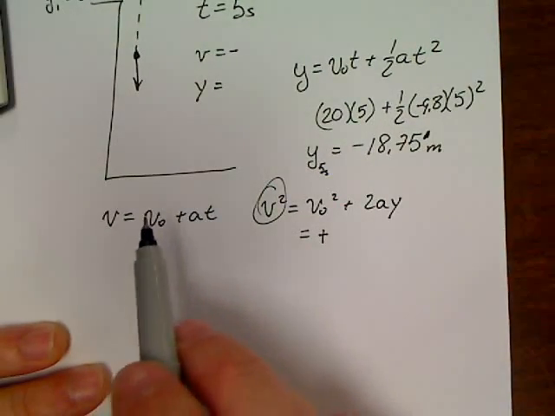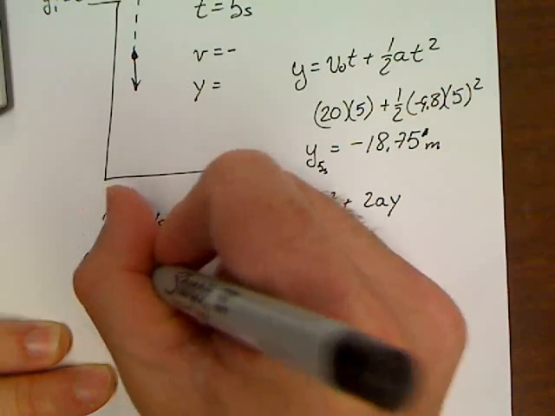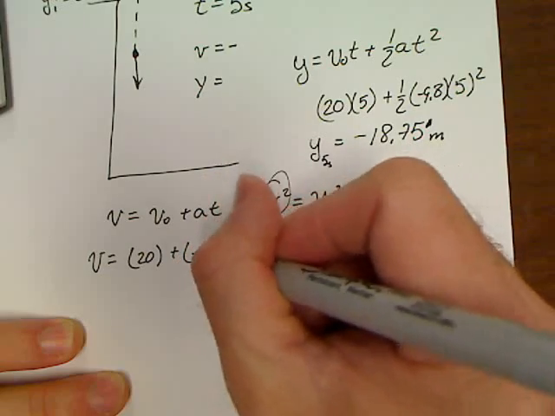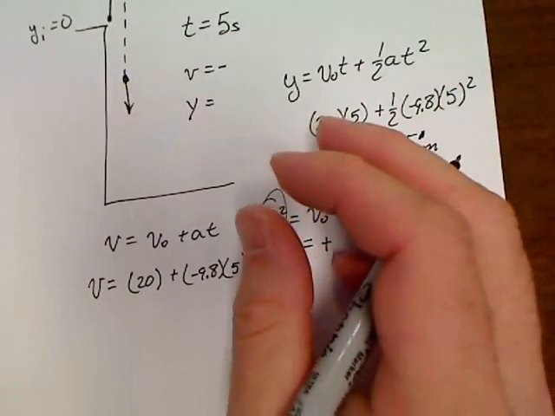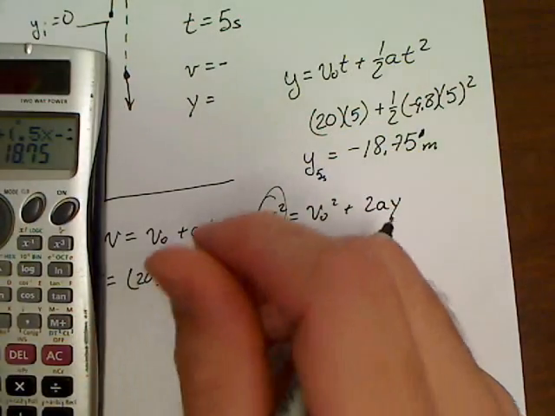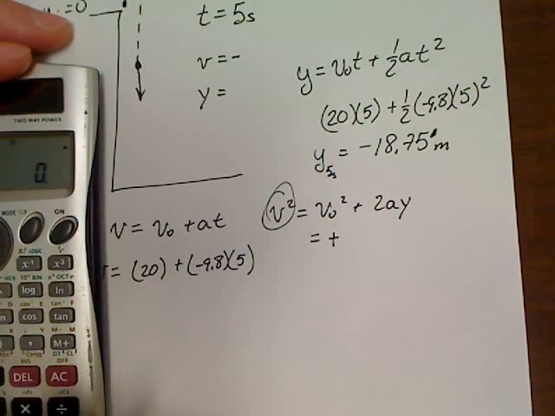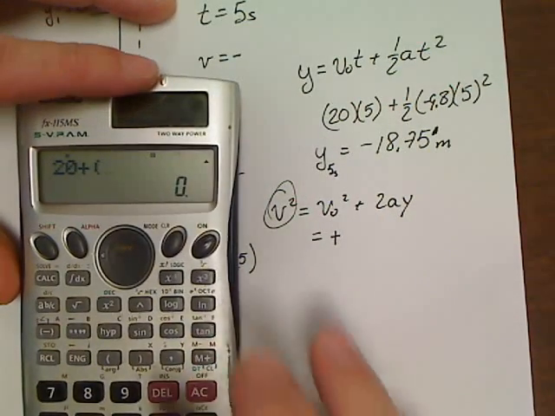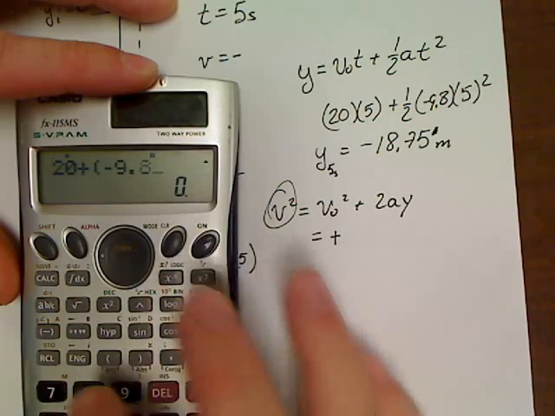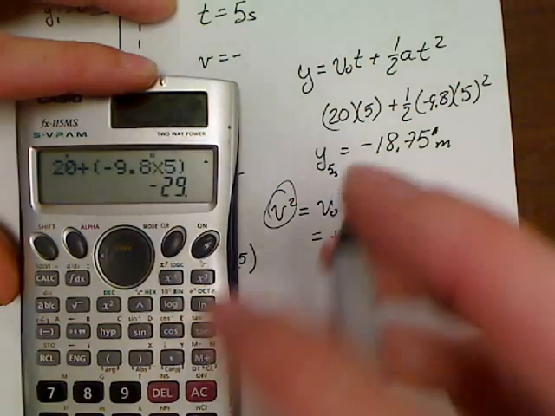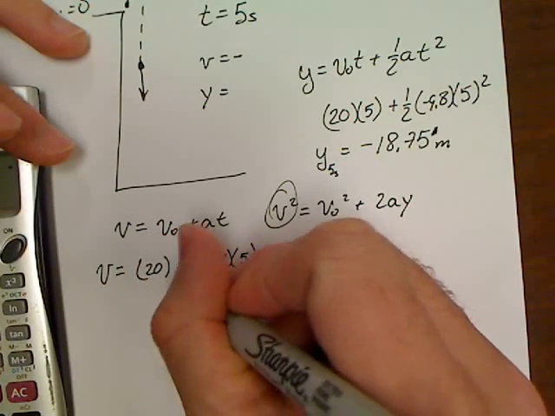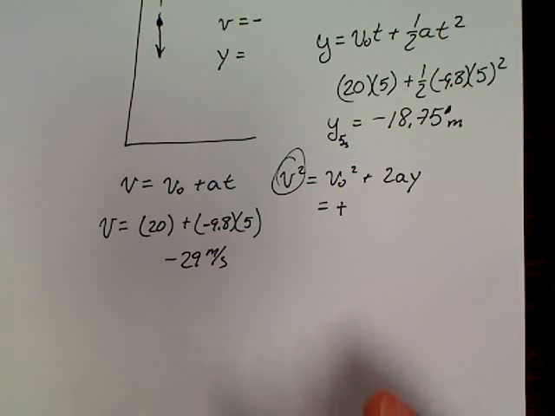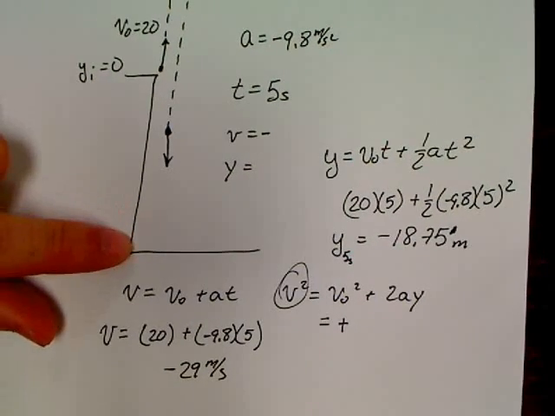I'm going to use the first equation. V equals 20 plus negative 9.8 times 5. So basically going to be right at negative 30. So 20 plus negative 9.8 times 5 is negative 29 meters per second.